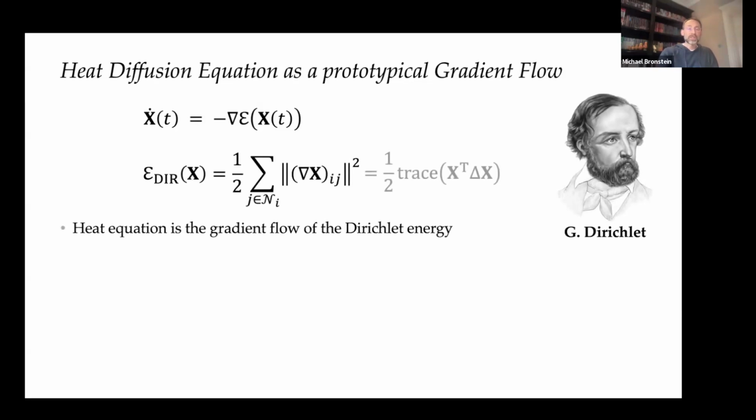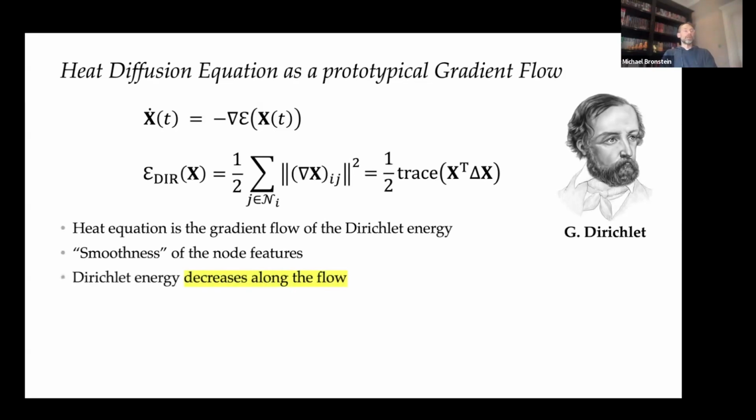What it measures is how smooth your node features are, so how different you are from your neighbors. The smallest value of Dirichlet energy is 0, and it means that I'm exactly the same as my neighbors. So what the heat equation does is decrease the Dirichlet energy. And in the limit, everything becomes constant, so all the nodes become the same. We call this over-smoothing.